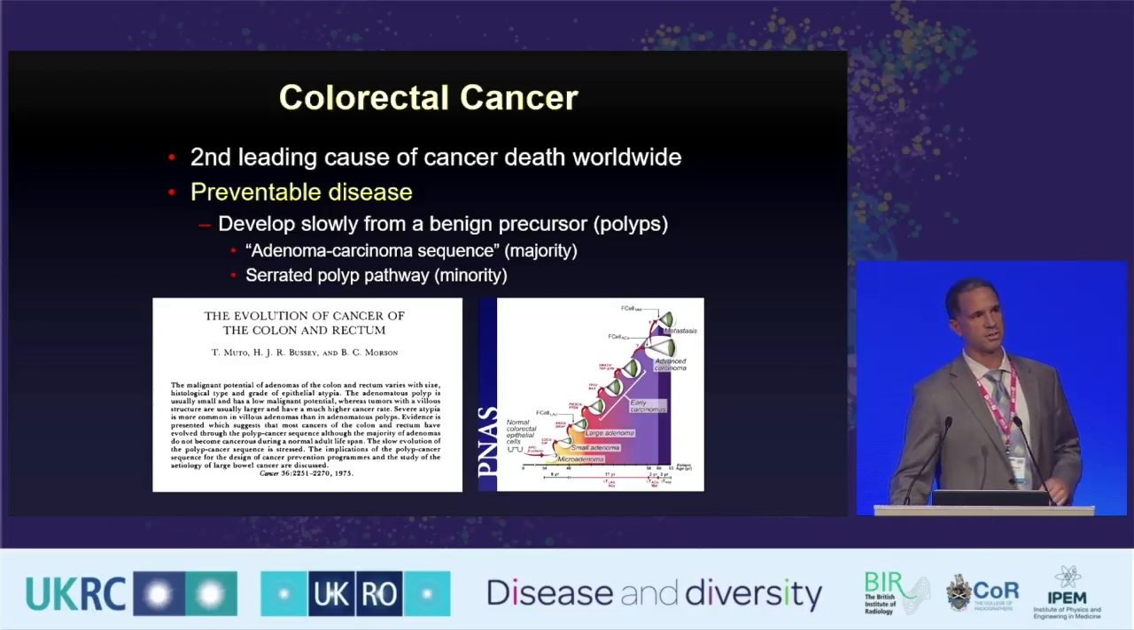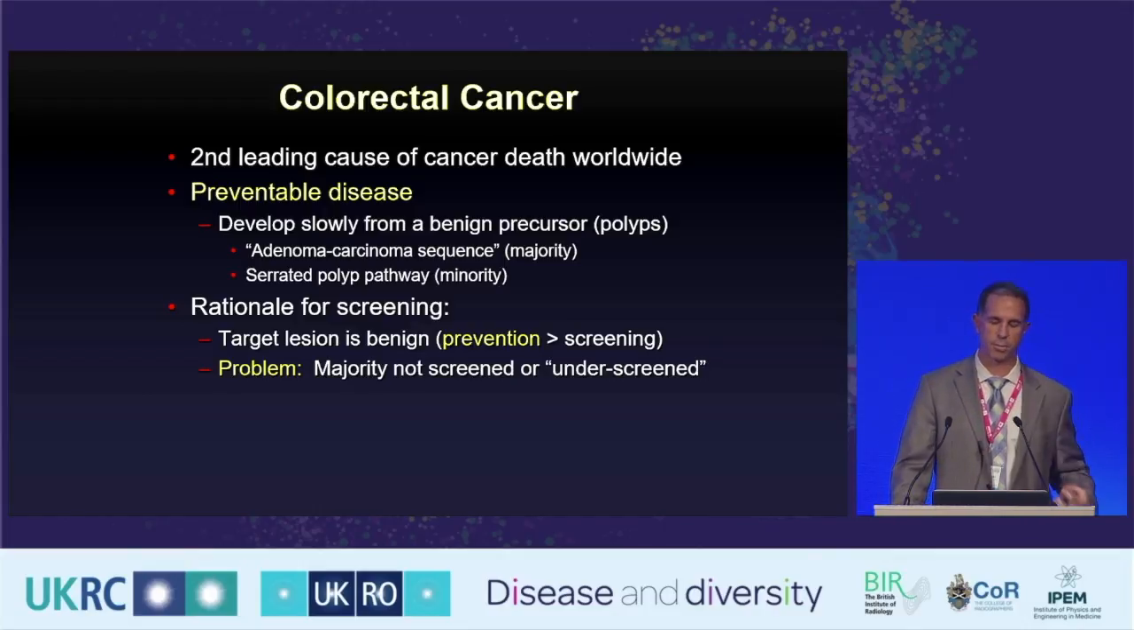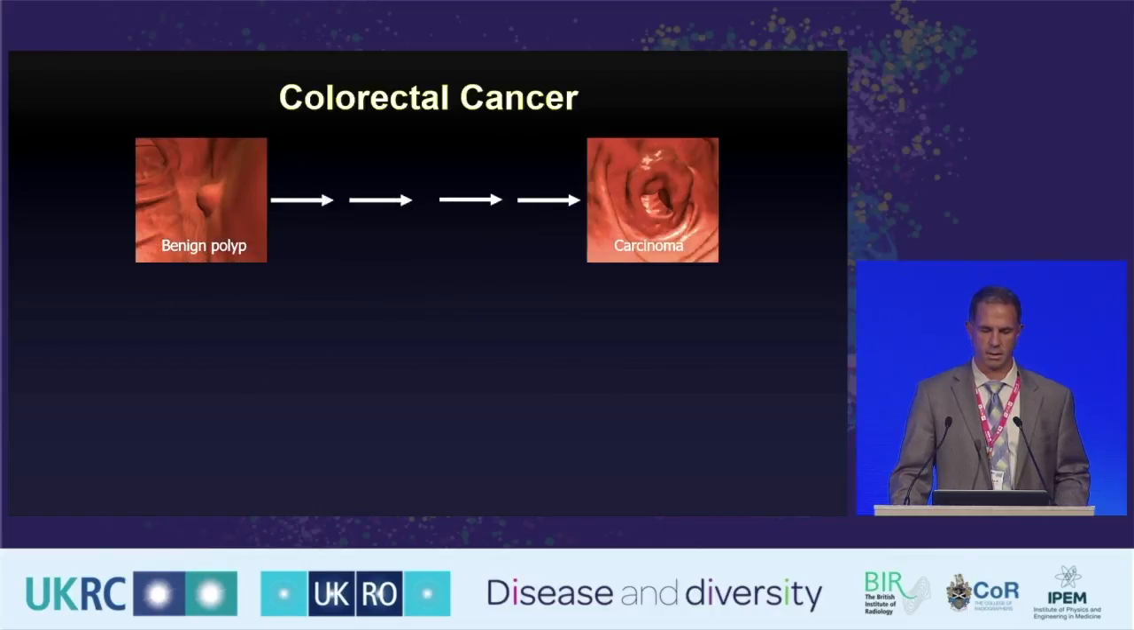Further complicating things too is this serrated polyp pathway, which may account for anywhere from 15 to 30% of cancers, and we'll have some time to talk about that. But the bottom line is the rationale for screening is these are benign lesions that we can halt the process before it even becomes cancer. So cancer detection, of course, is important, but cancer prevention, in my opinion, has much more benefit from a population standpoint. The problem is, in the US at least, most people are either not screened or are underscreened, and I would consider underscreened being any stool-based test that doesn't identify large precursor lesions with a high enough sensitivity.